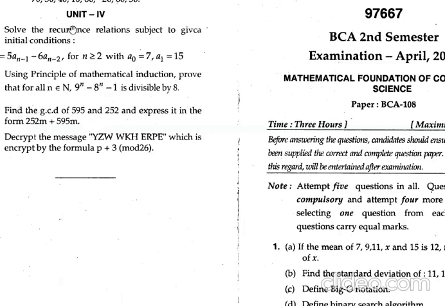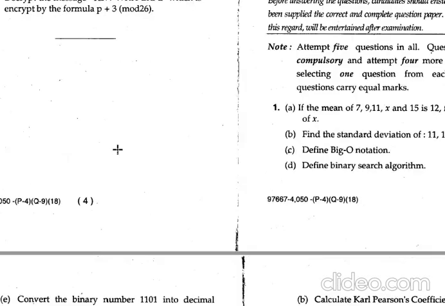And in unit 4, two questions are here, so you will attempt only one of these. That means you can attempt 8 questions, or 9 questions, right? So this is your principle of mathematical induction question, and this is the recurrence relation question. And here find the GCD of this one and express it in the form of this one. I have already told you about this question, so guys, just prepare these topics. And here decrypt the message, this one, which is encrypted by the formula. I will discuss this method in our previous session.